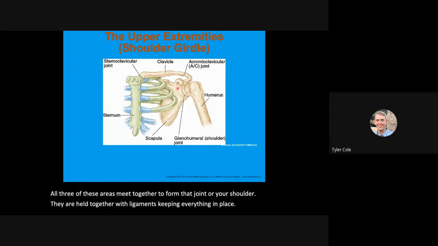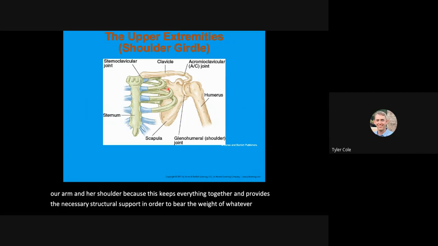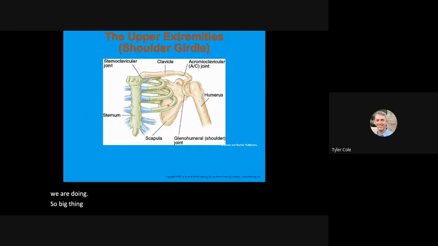If there is damage to any of these bones, we lose that ability to use our arm and our shoulder, because this keeps everything together and provides the necessary structural support in order to bear the weight of whatever activity we are doing. So, big thing to know are the three major bones that make up the shoulder girdle.